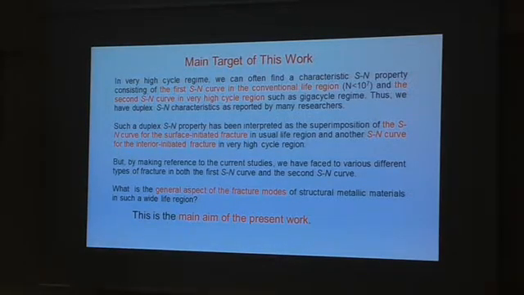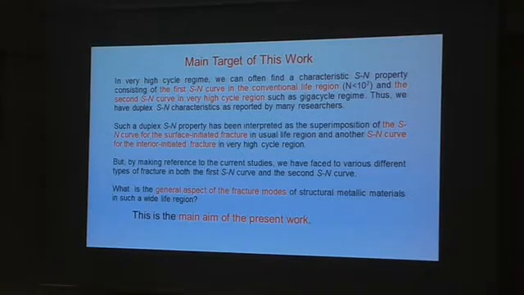At first, let me explain the main target of this work. As you know, in the very high cycle regime, we can often find a characteristic SN property consisting of the first SN curve in the conventional life region, less than 10 to the 7 cycles, and the second SN curve in the very high cycle region, such as the gigacycle regime. Thus, we have duplex SN characteristics as reported by many researchers.